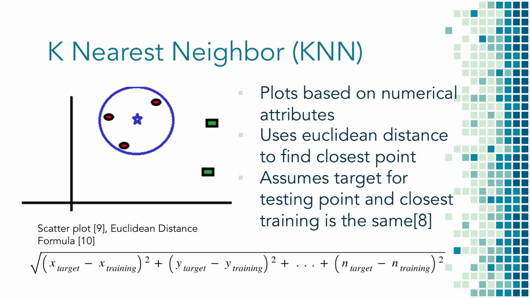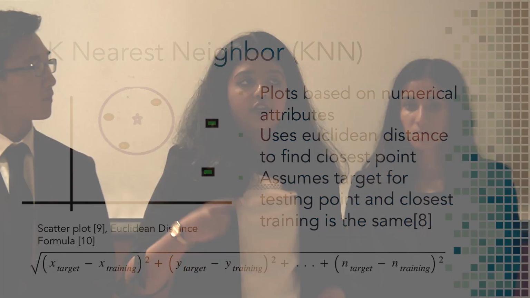So now I'll go into a little bit about our algorithms. Our first algorithm is the k-nearest neighbor algorithm, also known as KNN. What KNN does is it plots the training data set, and then it plots one testing data point. And it finds the distance between all of the training points and that one testing point. And then after that, it finds the closest distance, and it uses that closest distance to predict whatever you're looking for.